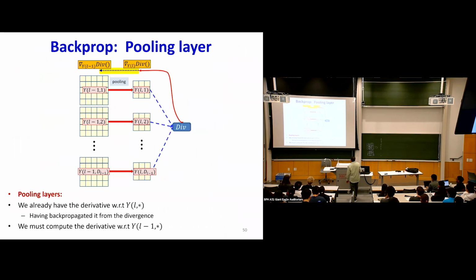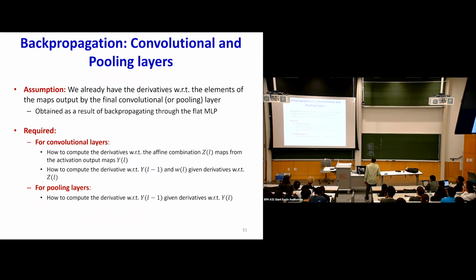For the pooling layers, it is a simpler operation. Each input map to a pooling is going to create the output map of the pooling. For the pooling, it's a one-to-one correspondence between maps. So we can assume that backpropagation has obtained the derivatives all the way till here. We now have to figure out how to compute the derivatives going backwards. So this is what we will see.